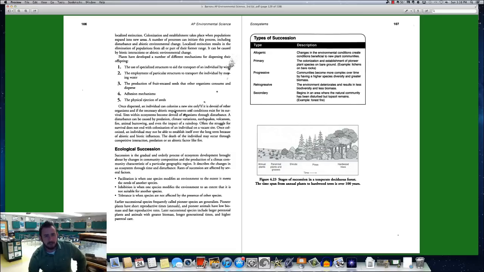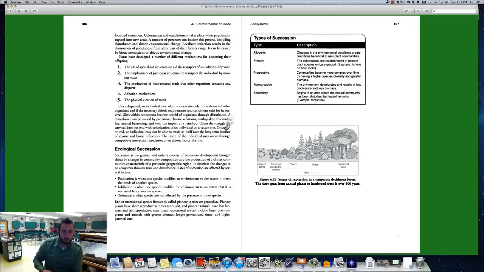Once dispersed, an individual can colonize a new site only if it's devoid of other organisms and has the necessary requirements to grow and thrive. Our last topic today is ecological succession, which is a gradual and orderly process of ecosystem development brought about by changes in the community composition or changes in the environment. It describes the changes in an ecosystem through time and disturbance, and rates of succession are affected by a few factors. Facilitation, when one species modifies an environment to the extent that it meets the needs of other organisms.